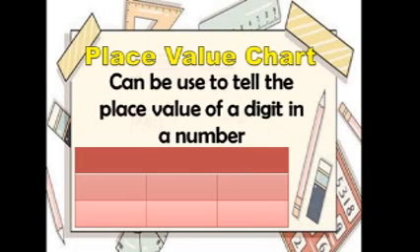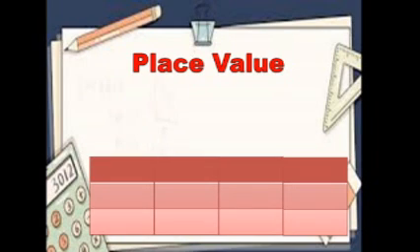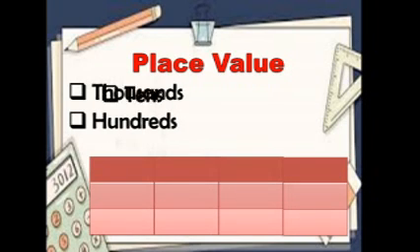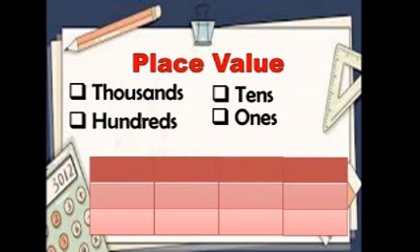So, how are we going to determine the place value of a number? First, we have to know what the place values are. Today, we are going to talk about the 4 place values. And these are the thousands, hundreds, tens, and the ones. How are we going to place the following place values in their correct designation in our place value chart?